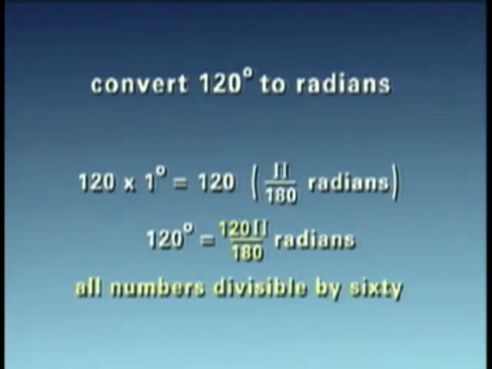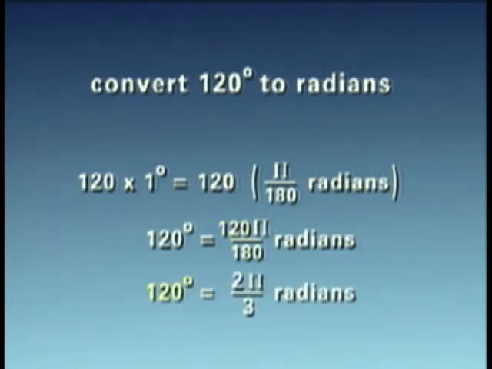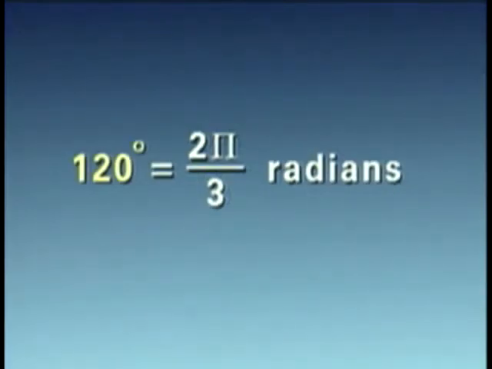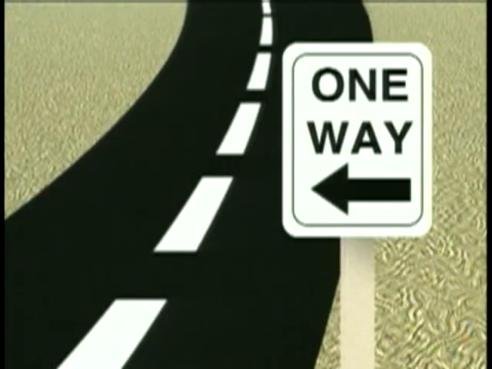All of the numbers in this fraction are divisible by 60. So simplify and you get 120 degrees equals 2 pi over 3 radians. Sometimes the answer is simply written as 2 pi over 3, since we know we're working with radians. So that's your answer. You know that 120 degrees is the exact same thing as 2 pi over 3 radians. Now let's convert one in the other direction.